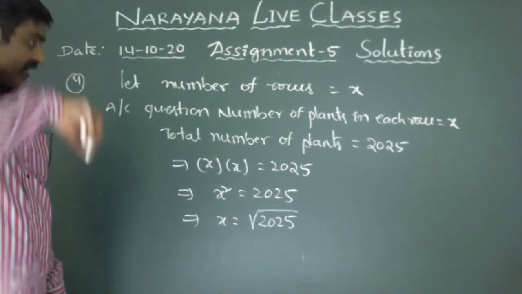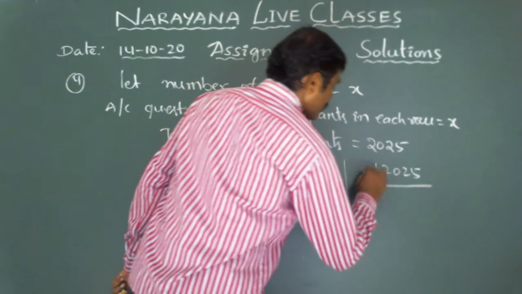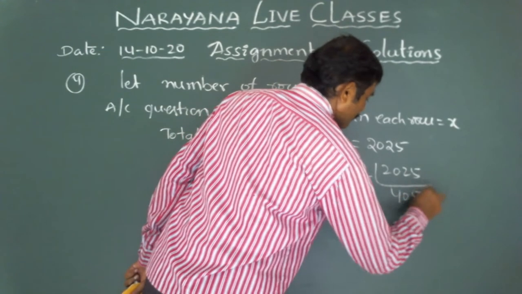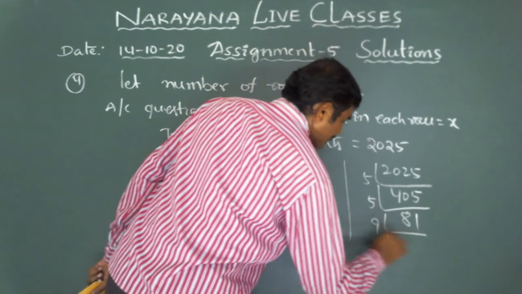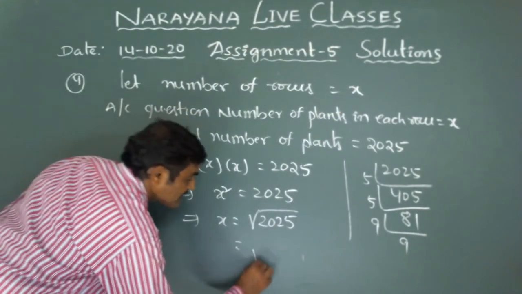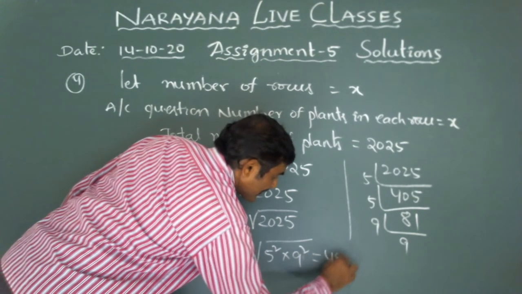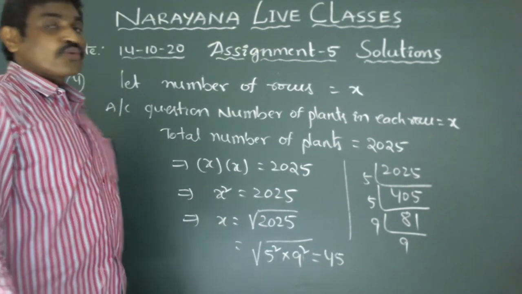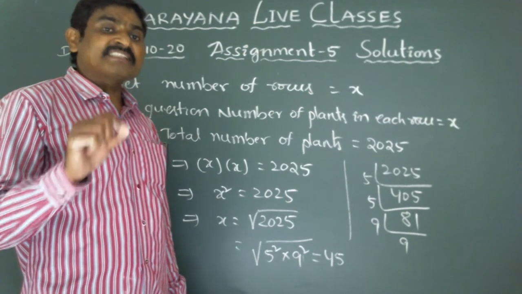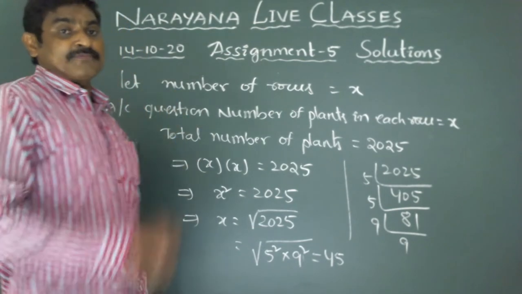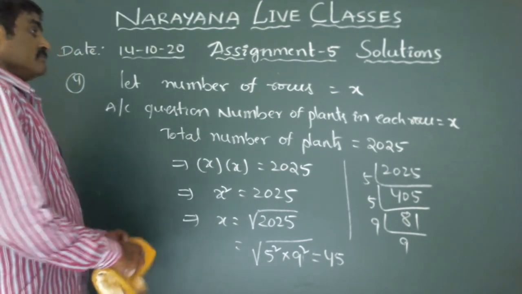Okay, so let us do the prime factorization of 2025. With 5: 5 fours are 20, 5 fives are 25... again with 5, 5 eights are 40, now 9 is a perfect square, 9 nines are 81. So I can write it as root over 5 square into 9 square. That means 45. So the number of rows is equal to 45 and the number of plants in each row is also 45. That is the fourth one's solution. So let us move on to the fifth one.